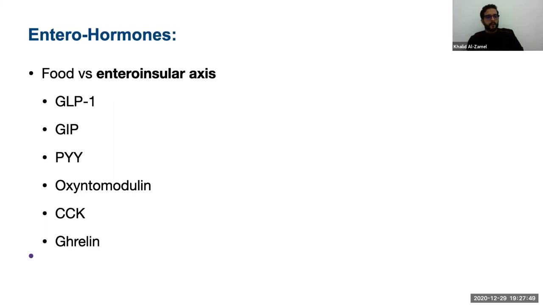And the main hormones or peptides here are the GLP, GIP, peptide YY, oxyntomodulin, cholecystokinin, and ghrelin. We will take them one by one to see their effect, and we will focus more on the GLP as it has the most pronounced effect in bariatric surgeries.